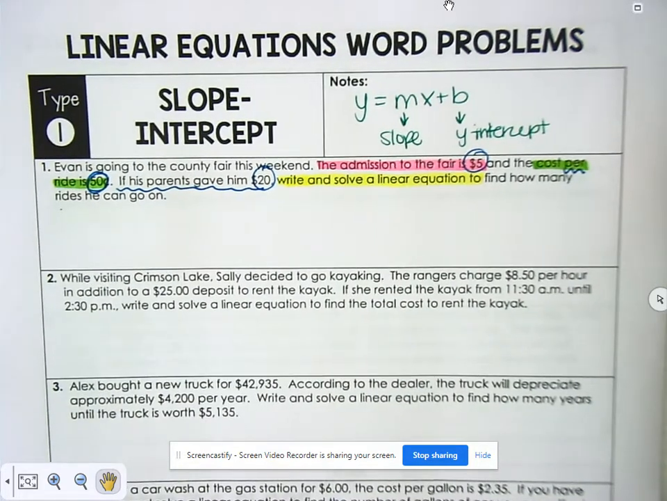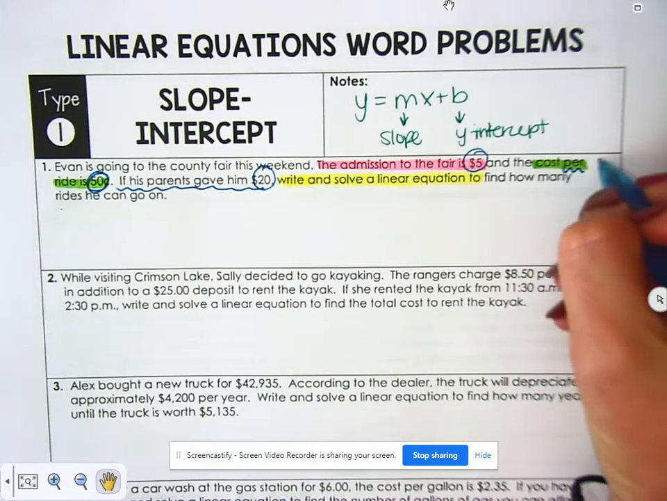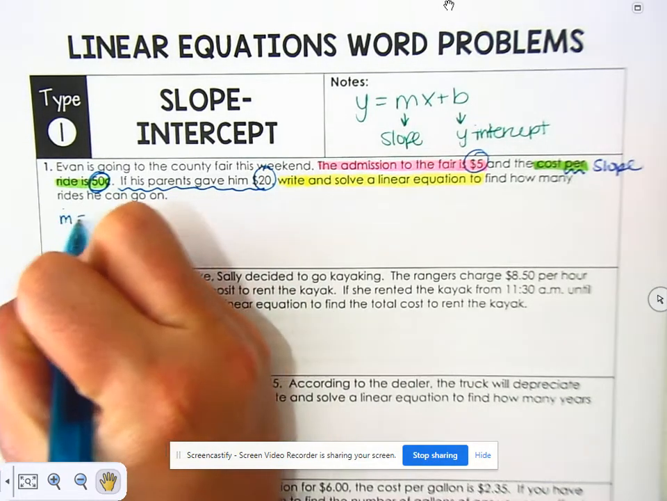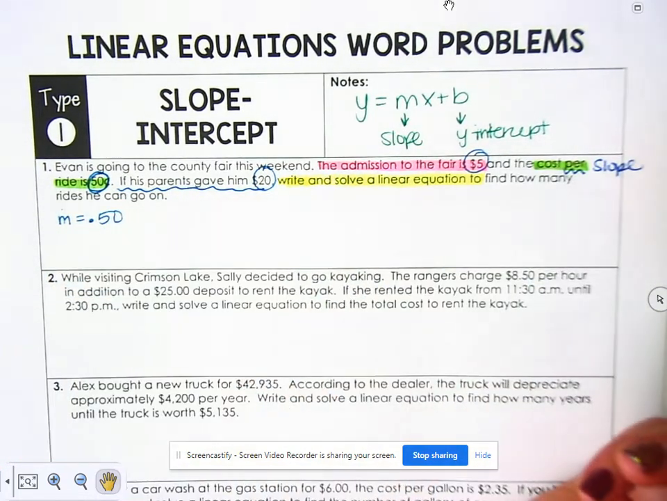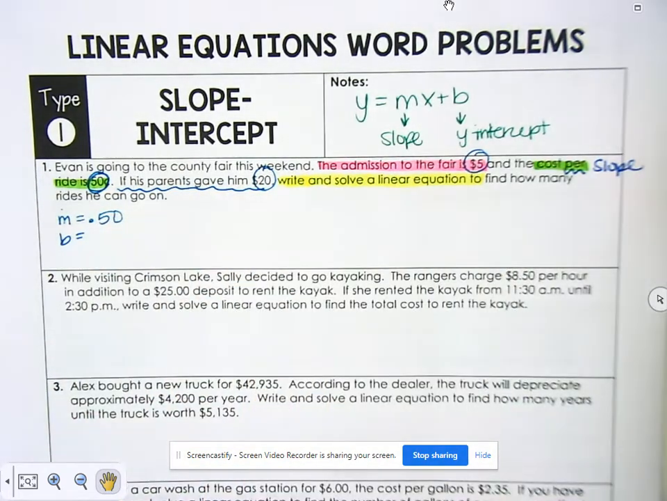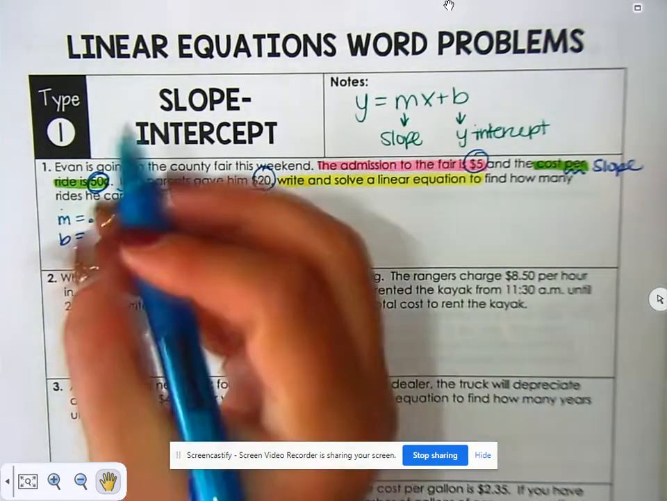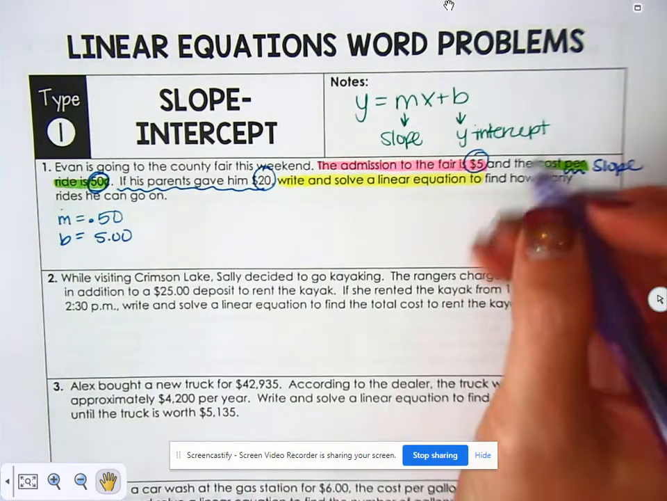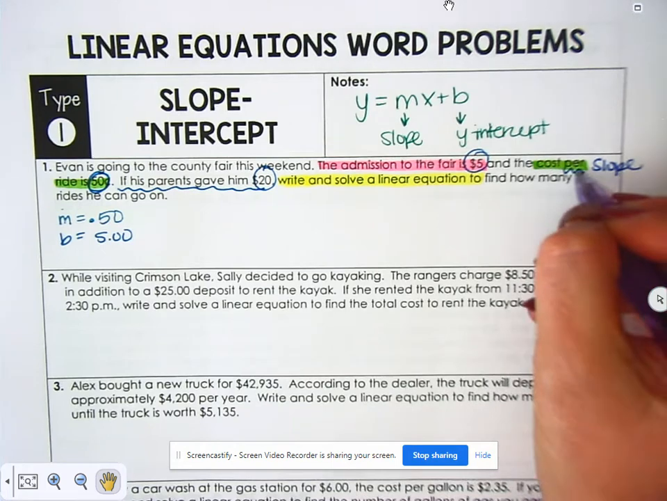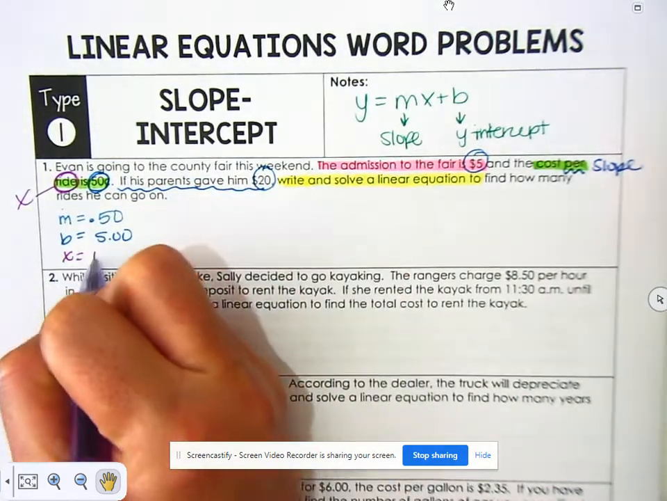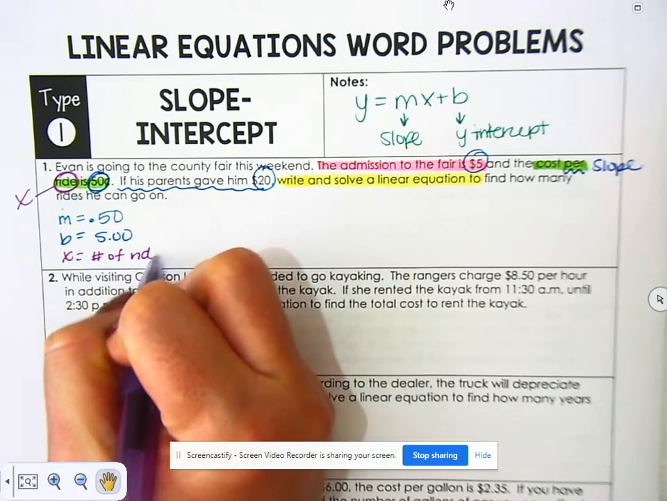So we know that the cost per ride is 50 cents. Anytime you have this per, y'all, that's going to work for our slope. So the cost per ride is 50 cents. So our M is 50 cents. Okay. And then our B is what do we pay one time, just once. That's the admission to the fair. So that's going to be our $5. And the other thing I do want you to write is our X. So whatever comes after the per here, the ride, that is going to represent our X. So X is the number of rides.